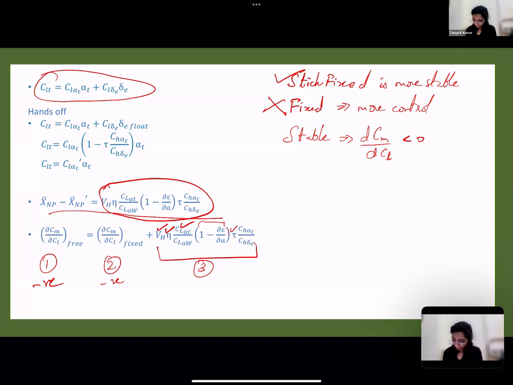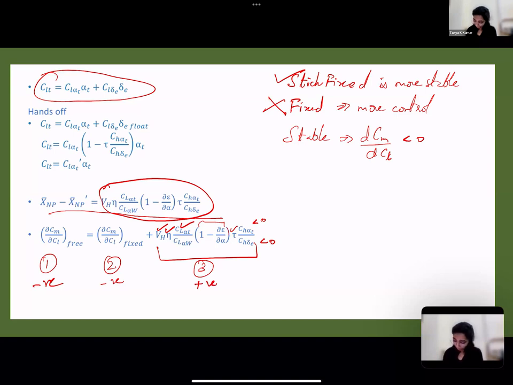Yeah. CH alpha tail, positive or negative? Negative. CH delta E, positive, negative? Negative. Right? So this entire third term, is it positive or negative? Positive.